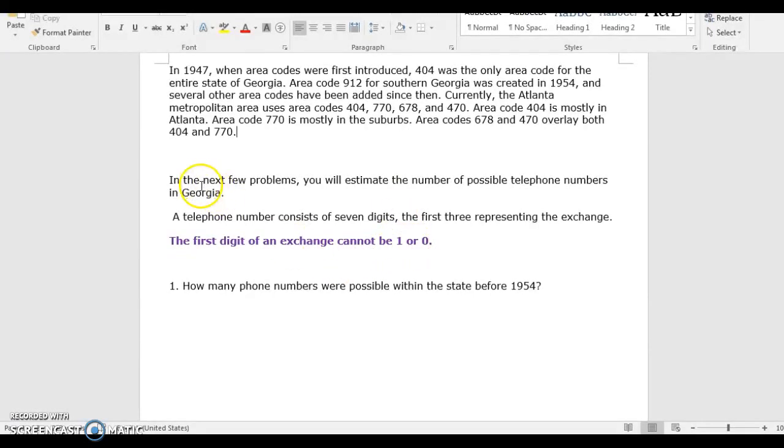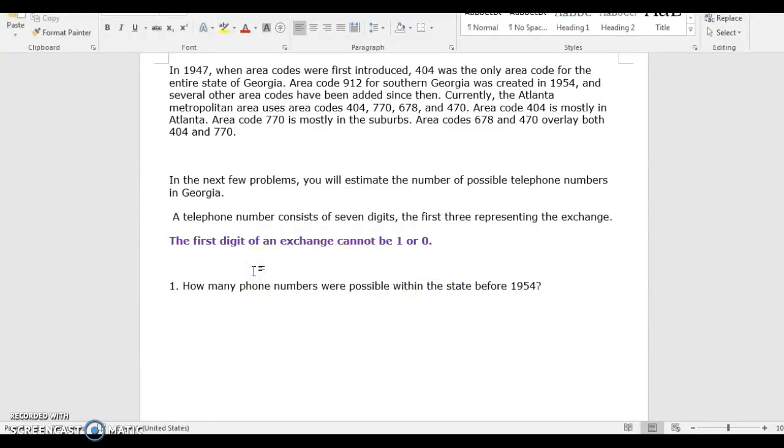Let's look at the first hint. A telephone number consists of 7 digits, the first 3 representing the exchange. And the first digit of an exchange cannot be 1 or 0. Alright, so let's see how many numbers we have.